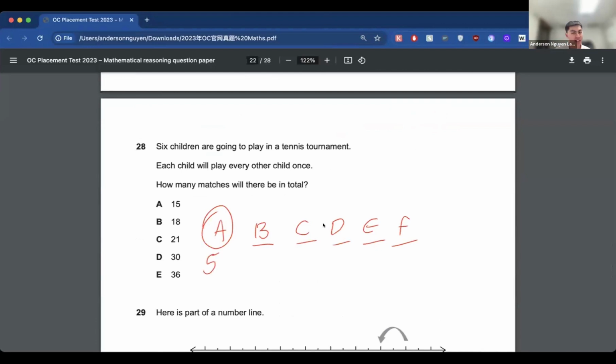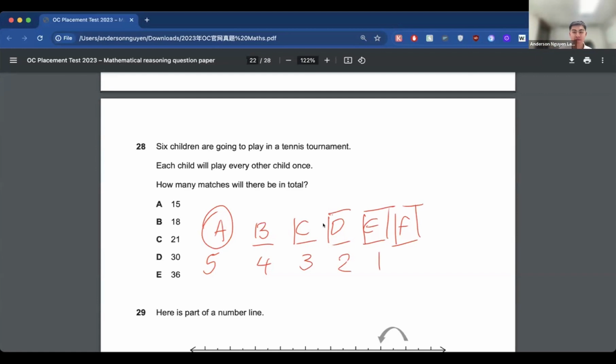What about B's turn? Well, B's already played with A. So how many does B have to pick? 1, 2, 3, 4. For C, C's already played with A and B. So C has D, E, and F left. How many does D have left, since he's already played with A, B, and C? Well, 2 more, E and F. D hasn't played with them yet. So that's 1 and 2, all right? So it's 2. And E's already played with the previous 4 students. E only has F to play with, so that's 1.